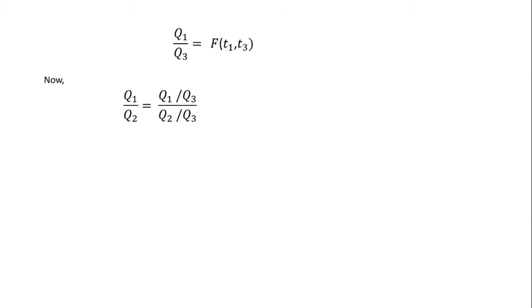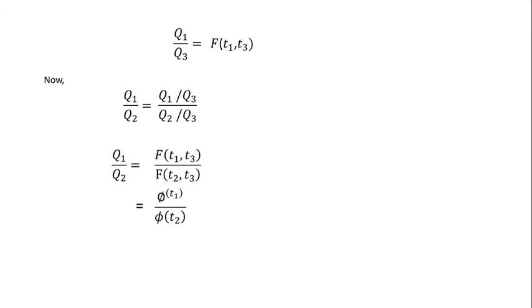Now Q1 by Q2 can be written as Q1 by Q3 divided by Q2 by Q3. So we can write that Q1 by Q3 is a function of T1 and T3, and Q2 by Q3 is a function of T2 and T3. The temperatures T1, T2 and T3 are arbitrarily chosen. The ratio Q1 by Q2 depends only on T1 and T2, and it is independent of T3. So T3 will drop out from the ratio. After it has been cancelled, the numerator can be written as phi of T1 and the denominator as phi of T2, where phi is another unknown function.